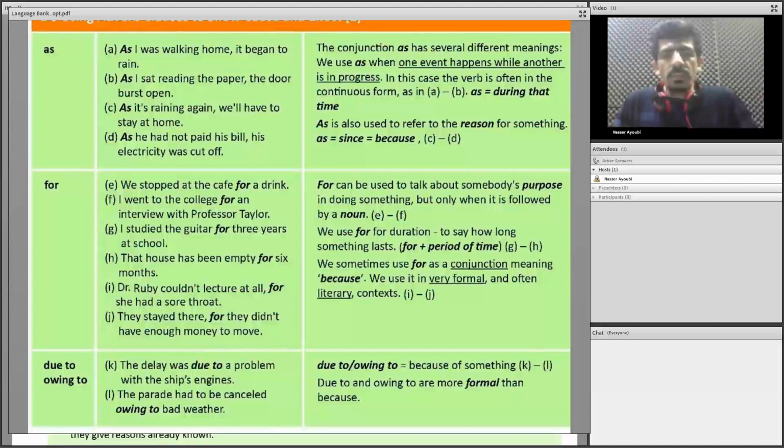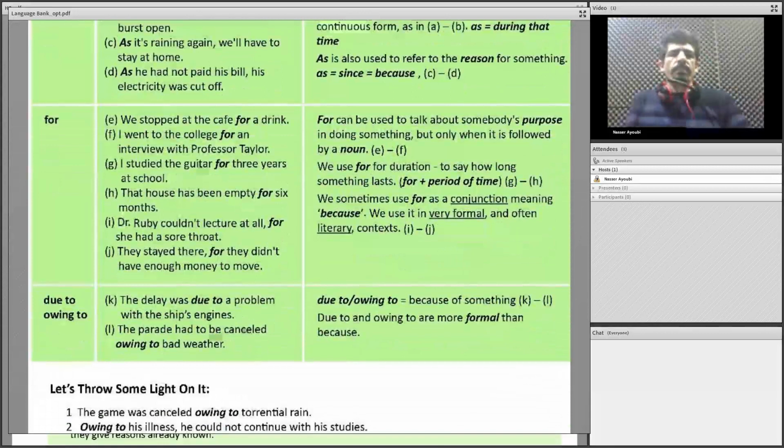As is also used to refer to the reason for something. In this case, as means since or because. Sentences C and D are using as in this meaning. As it is raining again, because or since it is raining again, or as he had not paid his bill, because or since he had not paid his bill.